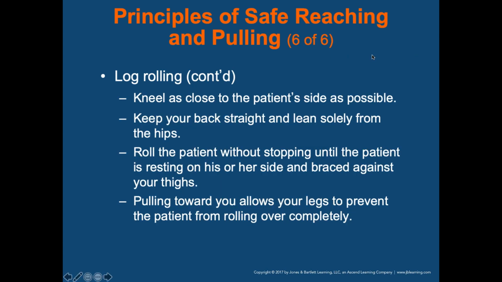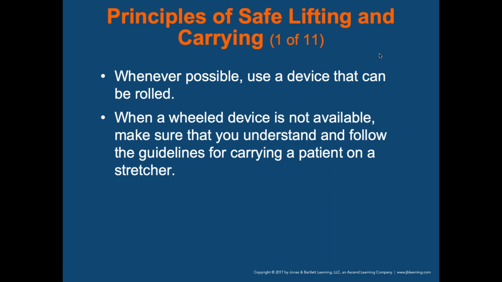So when you're log rolling, kneel as close as you can to the patient on the side. Keep your back straight and lean solely from the hips. As you reach over, you want to put your hand on their shoulder and on their hip. The person at the head makes a count of 3: 1, 2, 3, roll, and you roll up towards your body. So you want to roll the patient front side into your knees.